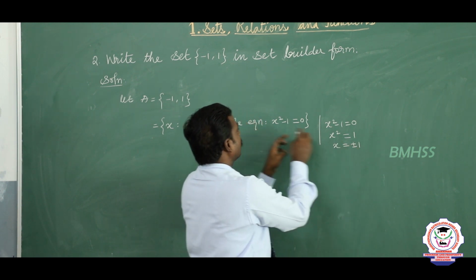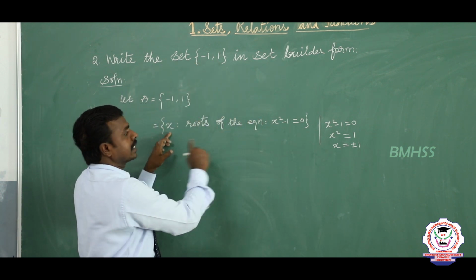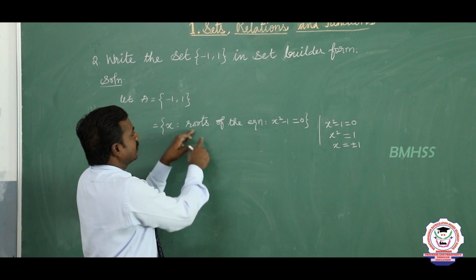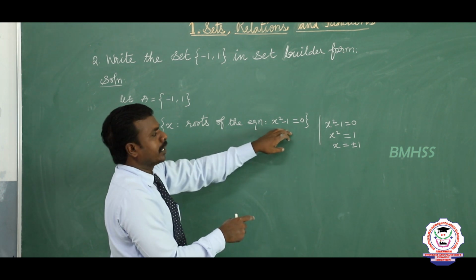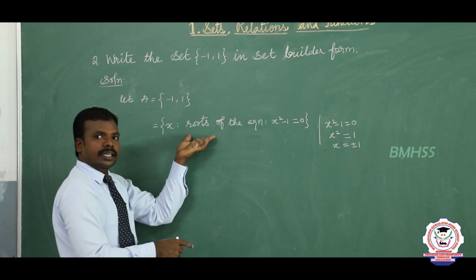So plus or minus 1 is the value of the given set. I have written it in statement form: x such that x is a root of the equation x square minus 1 equal to 0. If you solve that equation, you will get plus 1 and minus 1. This is the correct answer.